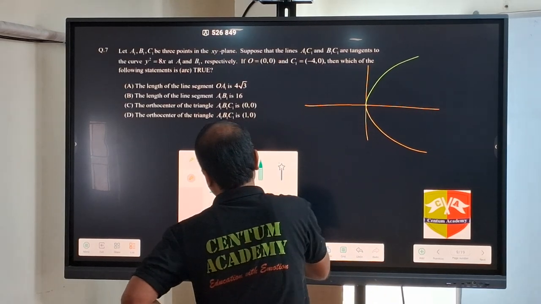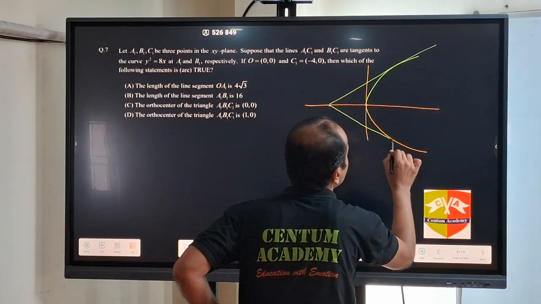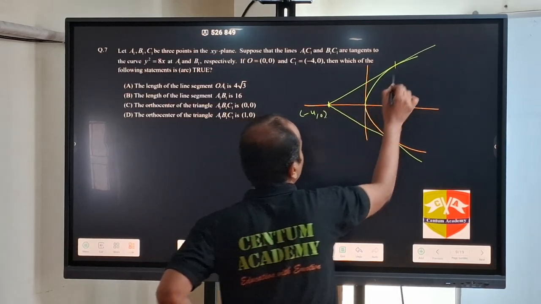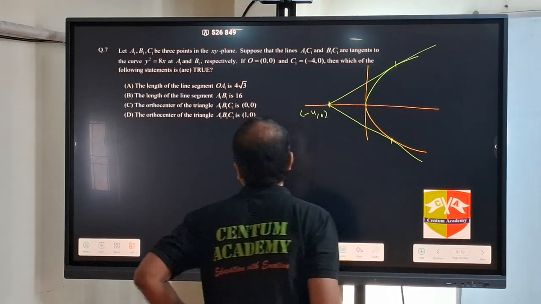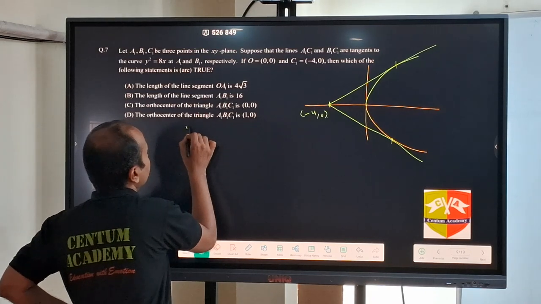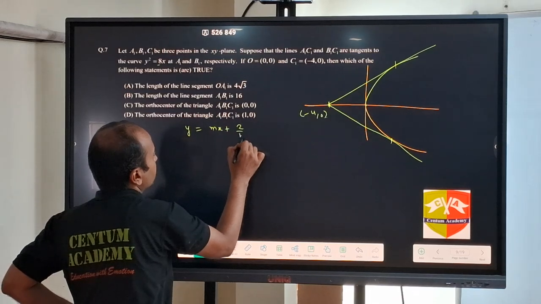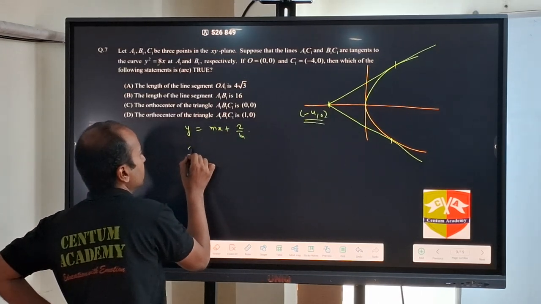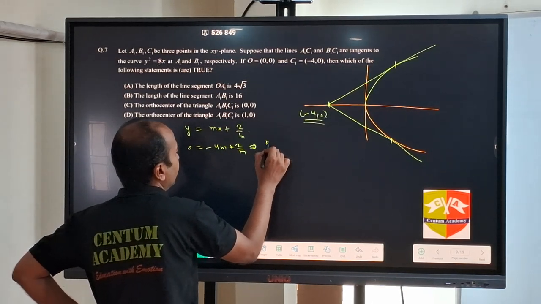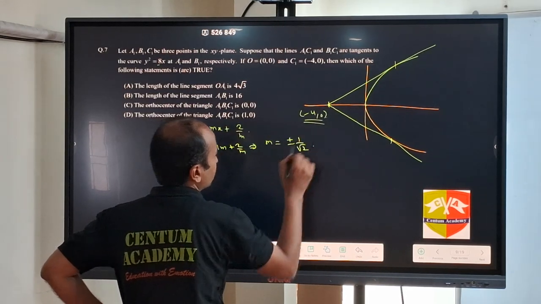So, if you draw two tangents from the point (minus 4, 0), this point is (minus 4, 0). We have to find these two points. And so the equation of tangent to this curve is y equals mx plus a by m. Value of a is 2, so it is mx plus 2 by m. And because it passes through (minus 4, 0), 0 equals minus 4m plus 2 by m. If you solve this, you will get m square equals half. So m equals plus minus 1 by root 2.